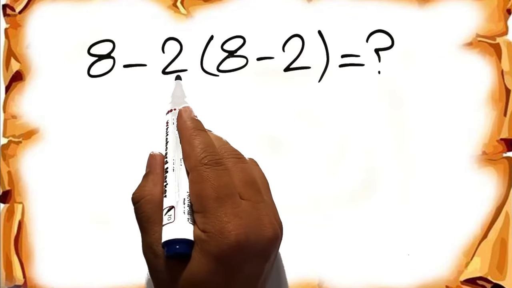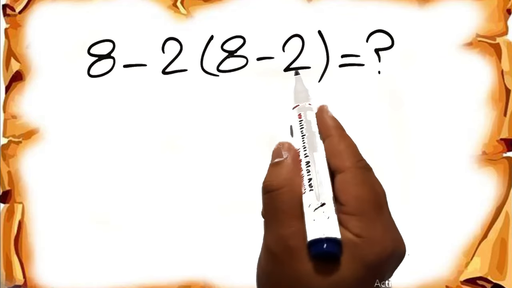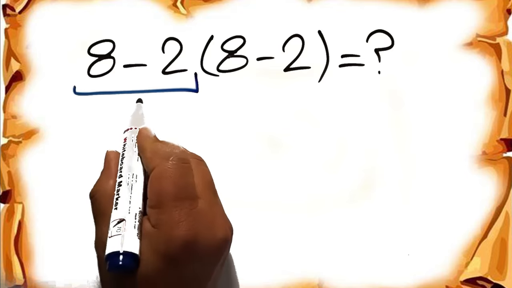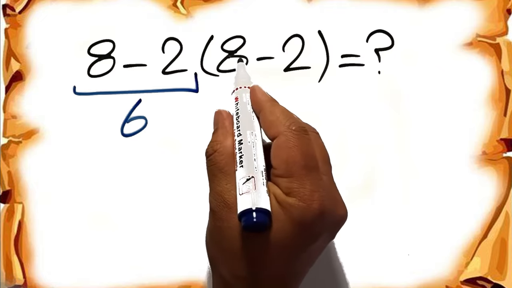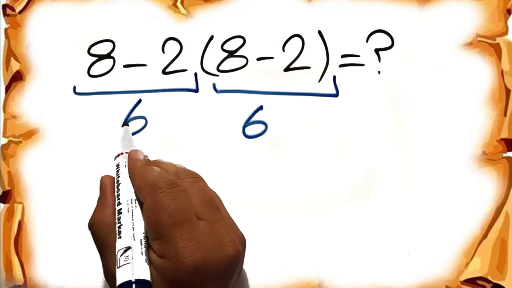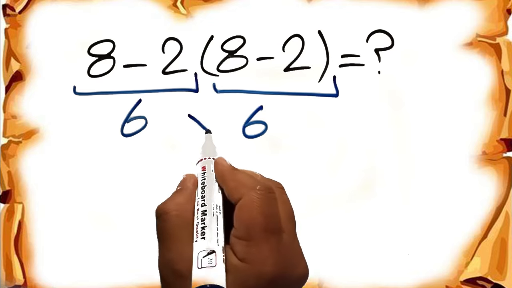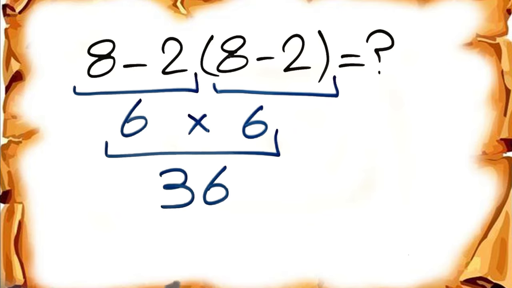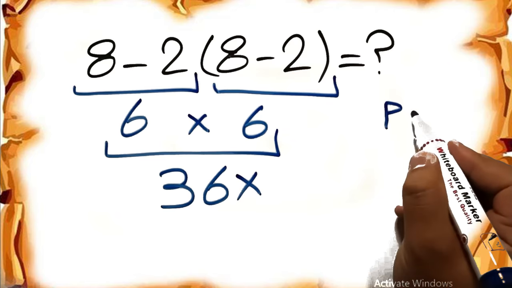8 minus 2 times 8 minus 2. 8 minus 2 is just 6. And again, we have here 8 minus 2. So we can do 6 times 6, which equals 36. This answer is not correct, because we have to apply the order of operations, which is PEMDAS.